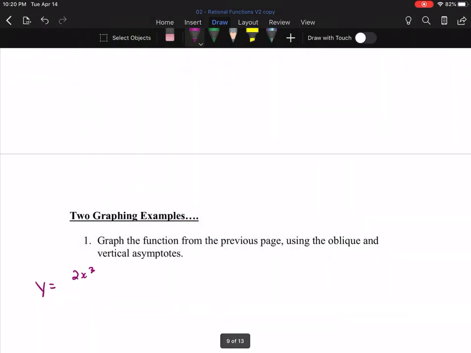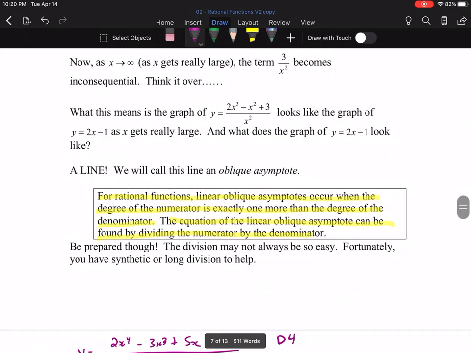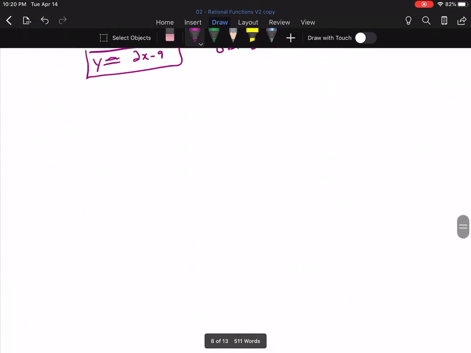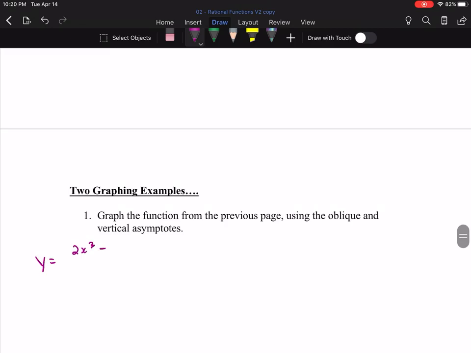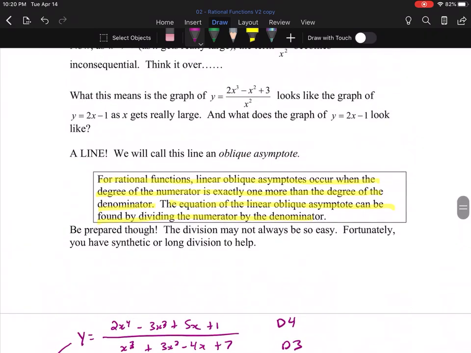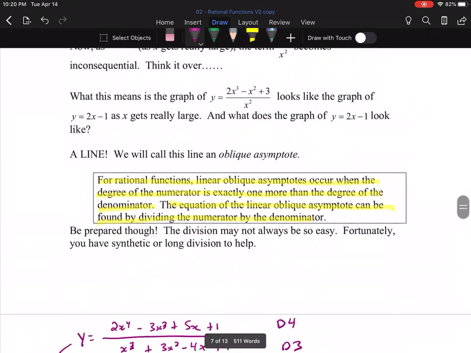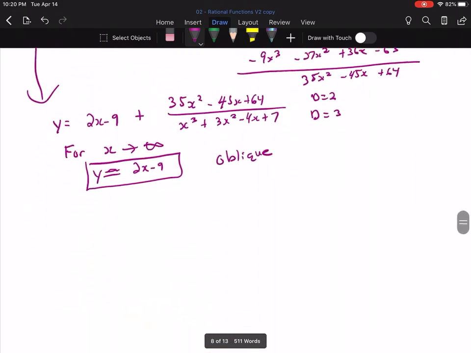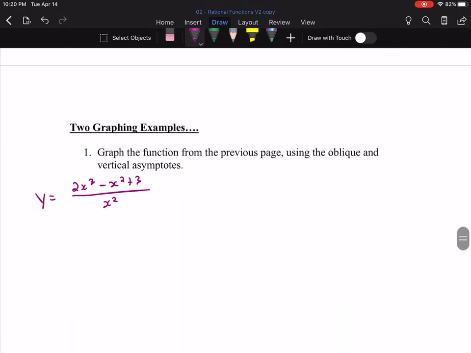Y equals 2x cubed minus x squared plus 3, over x squared. Already forgotten. And what I'm going to try and do is take everything I've learned today to come up with a decent graph of this thing.